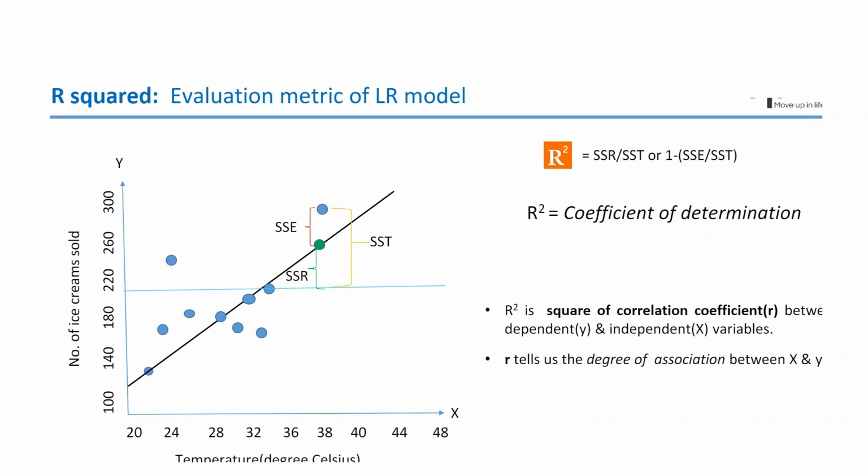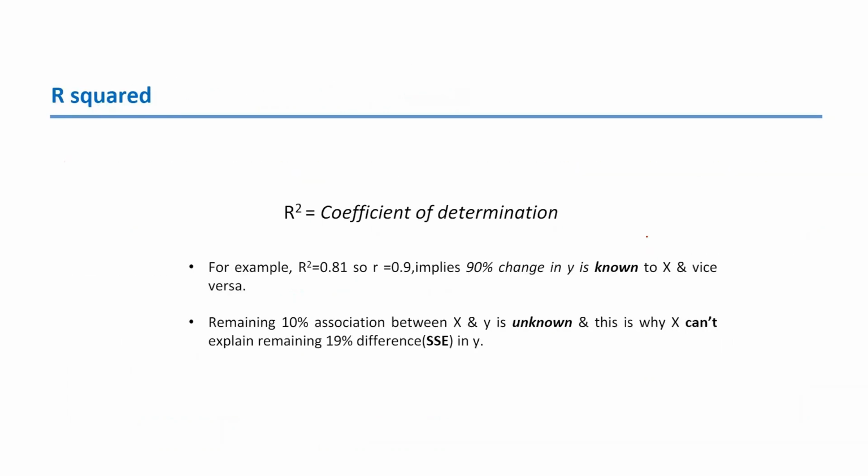Now this is called the coefficient of determination. R square is the square of the correlation coefficient between the dependent and independent variables, and it is also called the degree of association between X and Y. The better the R square, the better the model is. Let's look into it. Say for example, you have an R square value of 0.81. R is then 0.9, and 0.9 is 90%. So 90% of the change in Y is known to X and vice versa.